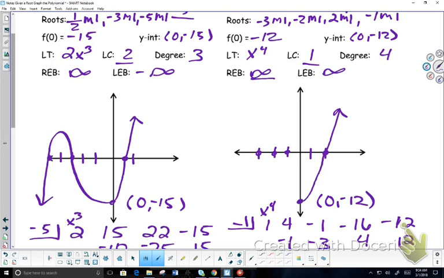It's going to hit my y-intercept. It's going to go back up and cross. It's going to go back down and cross, and it's going to go back up again and cross. So keeping in mind I'm supposed to go to infinity on both sides, they do match up with that as well.